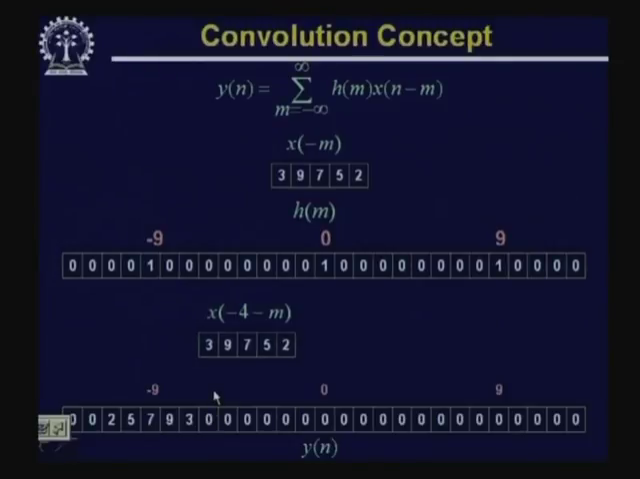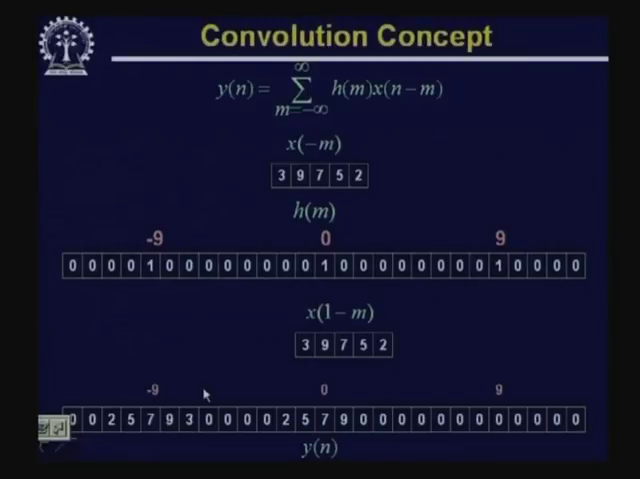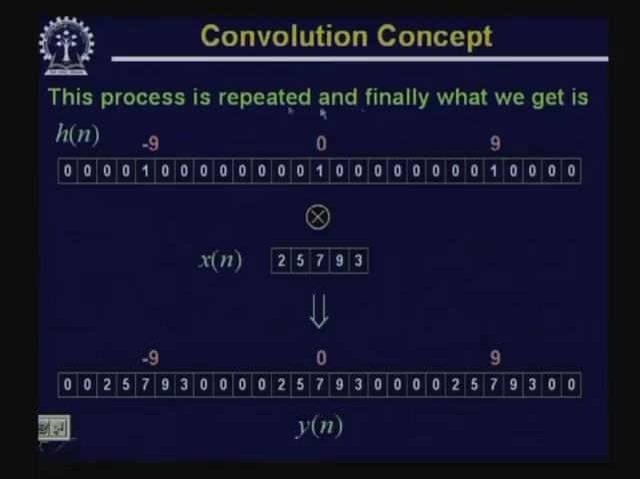If I continue like this, here again at n equal to minus 2, I get a value equal to 2, at n equal to minus 1, I get a value equal to 5, at n equal to 0, I get a value of 7, and at n equal to plus 1, I get a value of 9. At n equal to plus 2, I get a value of 3, and at n equal to plus 3, again I get the value of 0. So, if I continue like this, you find that after completion of this convolution process, h[n] convolved with x[n] gives me this kind of pattern.